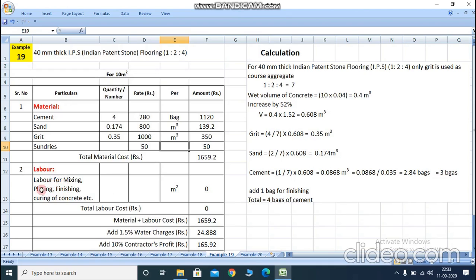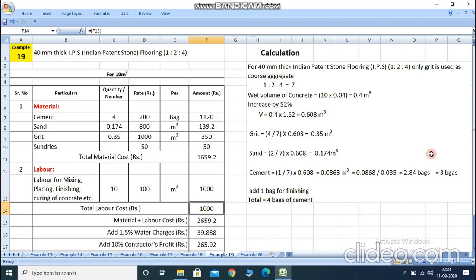So labor for mixing, placing, finishing and curing of the concrete. Here the rate is 100 rupees per meter square. Now we calculate it for 10 meter square. So write here 10, per meter square rate is 100 rupees. So for 10 meter square, 10 multiplied by 100, we got the answer 1000 rupees. So total labor cost is 1000.